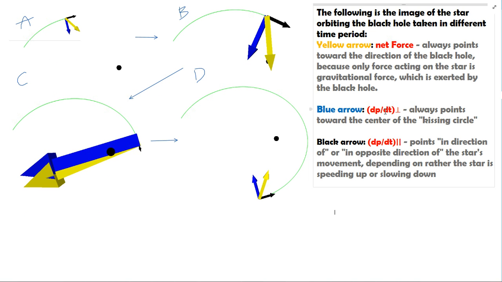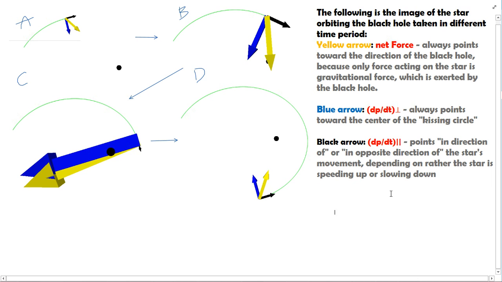The blue arrow represents the dp/dt perpendicular, which always points toward the center of the kissing circle, which you draw tangent to this point of the star, right here. And the black arrow represents the dp/dt parallel, which points in the direction of or in the opposite direction of the star's movement, depending on whether the star is speeding up or slowing down.